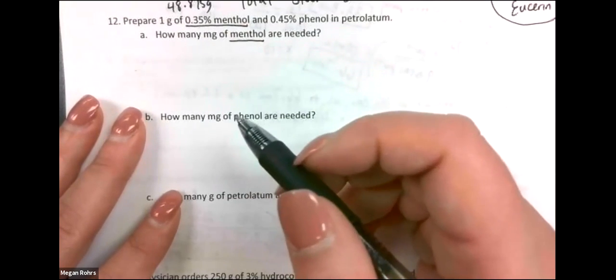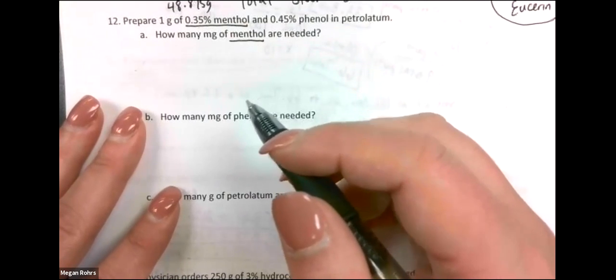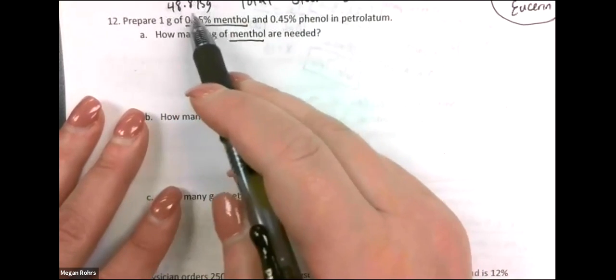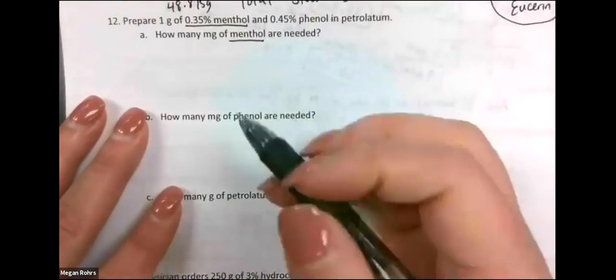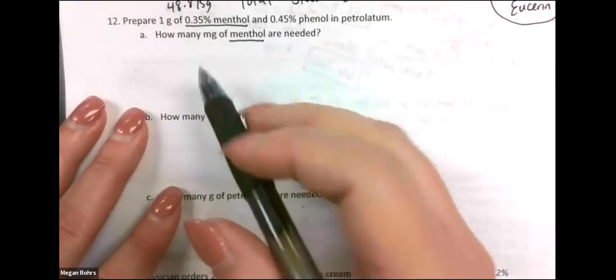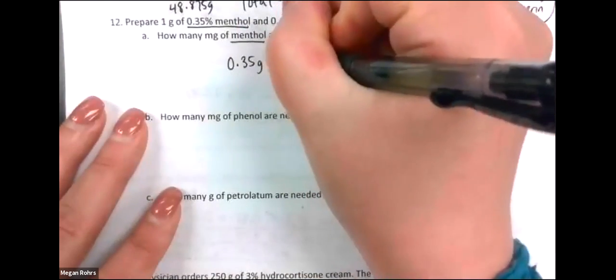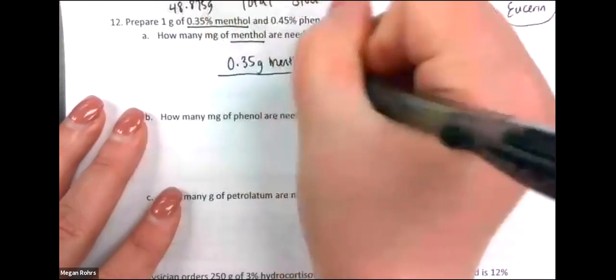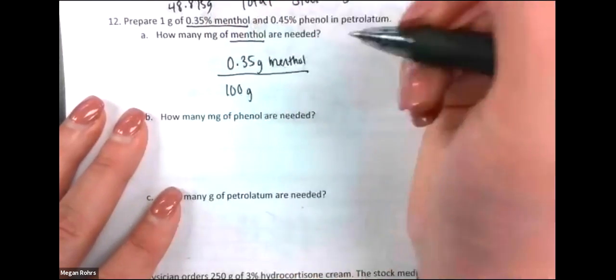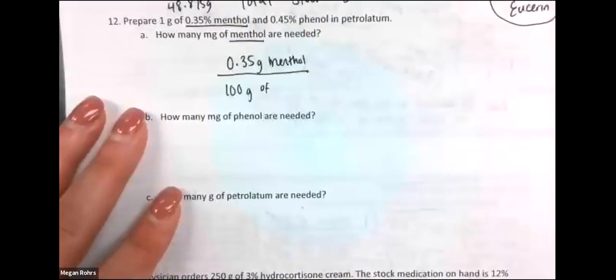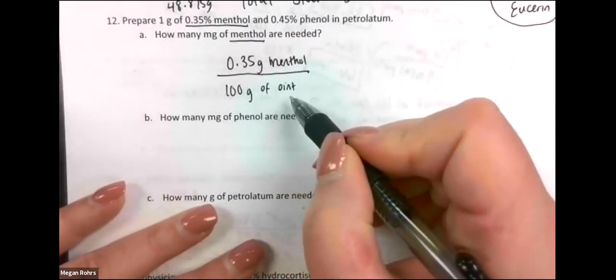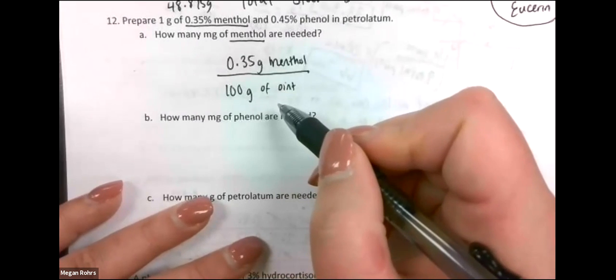So let's set this problem up just like we did the last one. I know that my percentage strength, I can always write that as X over 100. So there are 0.35 grams of menthol in every 100 grams of, this one is going to be an ointment because petroleum jelly is an ointment. So of ointment, if you didn't know that, you could still just say of your total, right? It's always active over total.